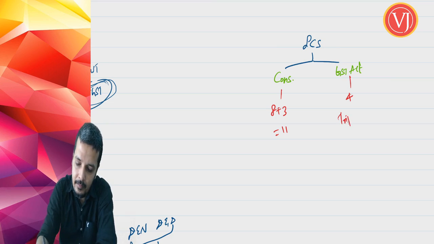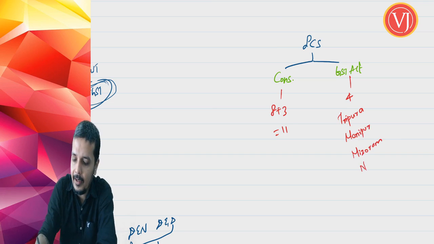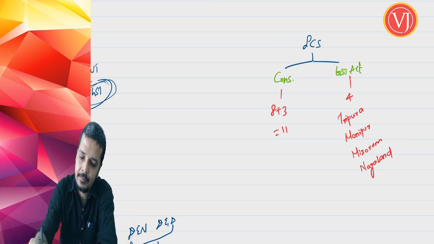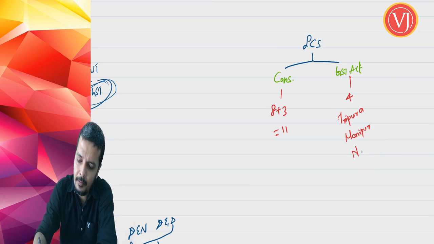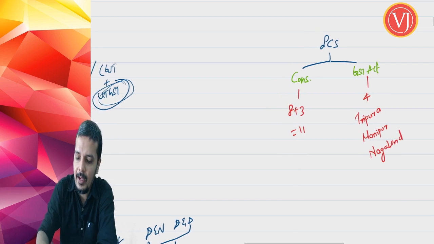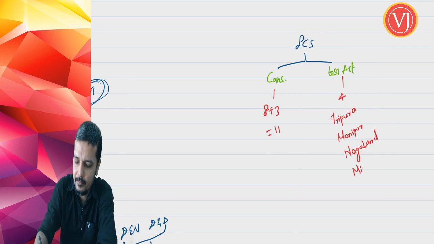Tripura, Manipur, Mizoram and Nagaland. Rather, we'll just change the sequence for one specific reason. The answer is the same, but we'll write Manipur, Nagaland and Mizoram.